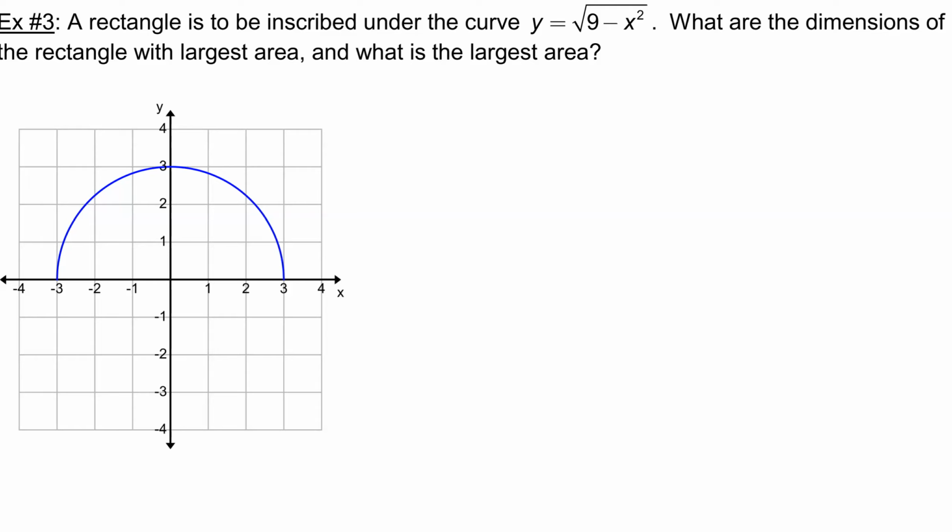It's kind of like the difference between example 1 and 2. That step up is how this steps up. So first, let's just read the problem and understand what is going on here. Example 3: a rectangle is to be inscribed under the curve y equals the square root of 9 minus x squared. What are the dimensions of the rectangle with the largest area, and what is that largest area?